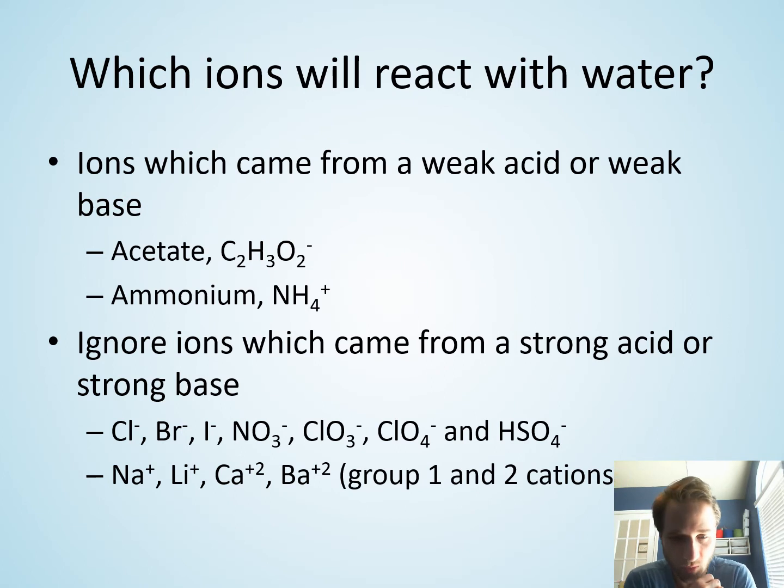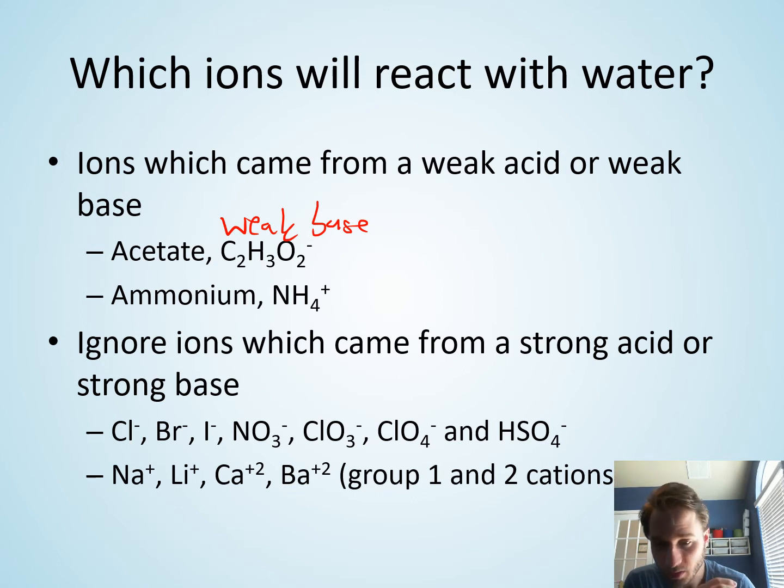So, what are some examples of ions that might react with water and form weak acids or weak bases? For example, acetate itself we talked about is a weak base. So this weak base will react with water to form OH- ions in solution, as well as the weak acid. Ammonium is a weak acid, so it can react with water to form hydronium ions and NH3, its conjugate base.